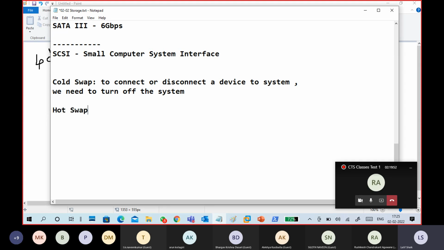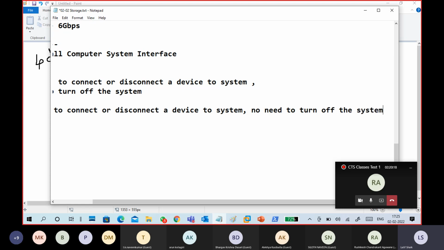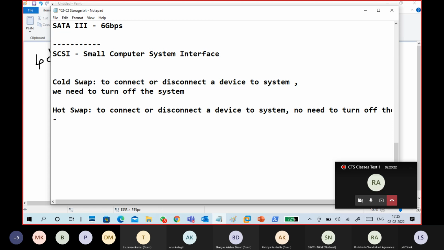Okay, hot swappable. Hot swappable means to connect or disconnect a device to the system with no need to turn off the system. Or we can connect or disconnect a device while the system is live or running. Live or running, whatsoever it is.